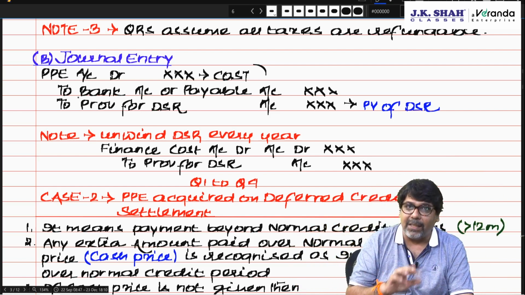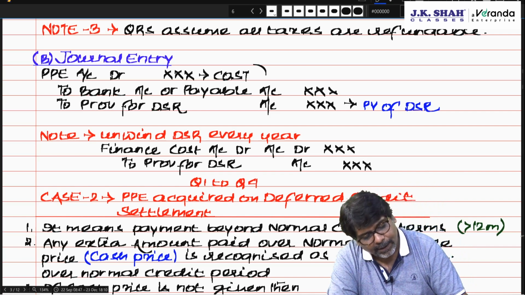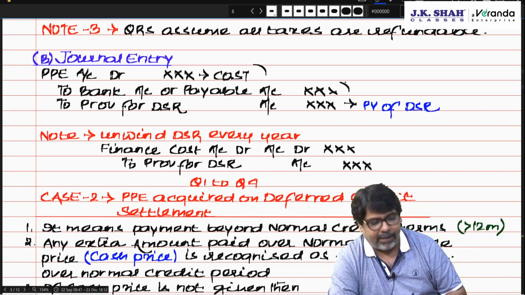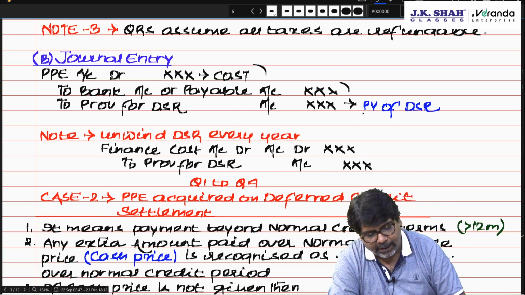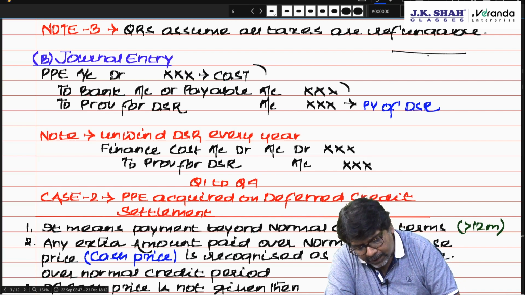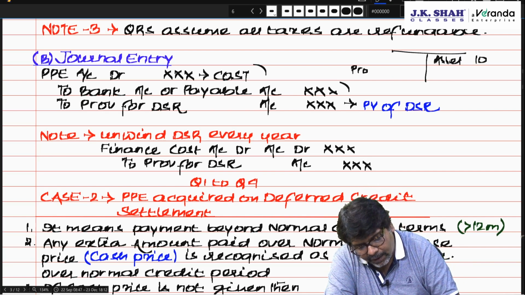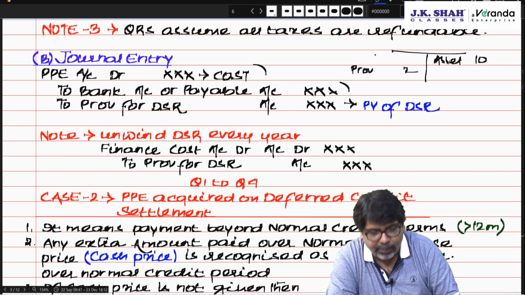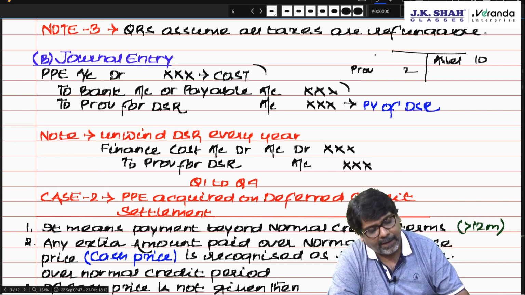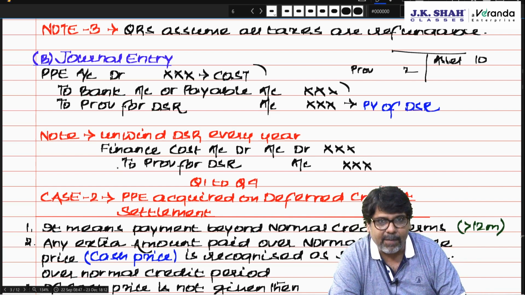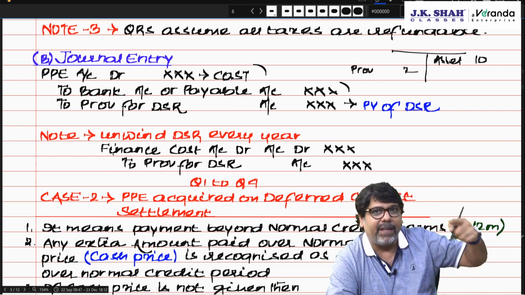DSR we have incurred? No, that's a liability. So chartered bank, whatever we have paid, provision for DSR, that is present value. So chartered asset will come over here, suppose 10 rupees, provision for DSR 2 rupees. This provision will unwind every year. Finance cost to provision. Unwind means compound every year.